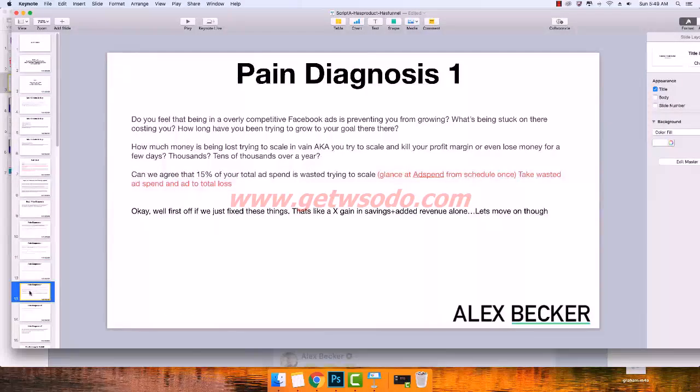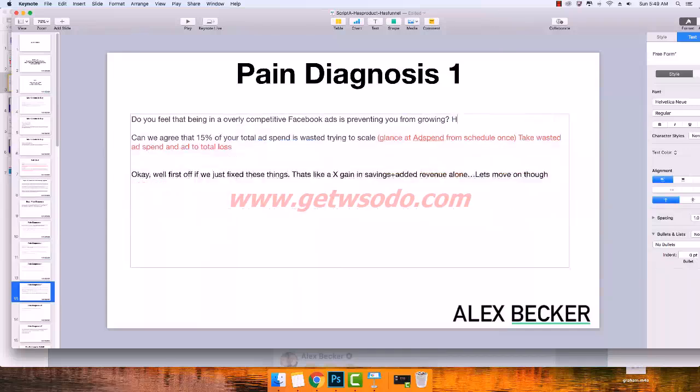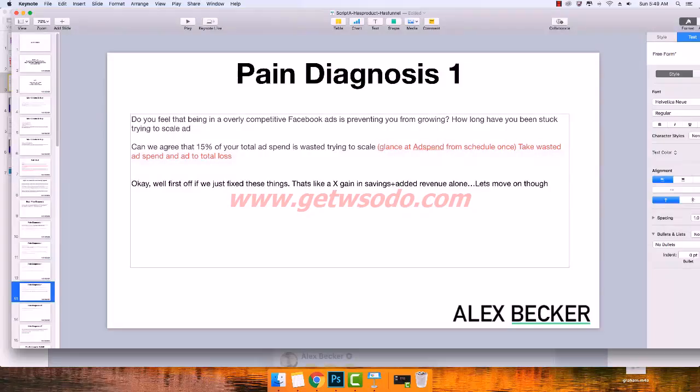So finally, if they're using Facebook ads, what we want to make them realize is how much money they're losing by testing on Facebook ads. Say, do you feel that being on the overly competitive Facebook ad platform is preventing you from growing? Okay, how long have you been stuck trying to scale ads on Facebook? Just get a number on there. Okay, just how long have you been stuck trying to scale ads to the next level?